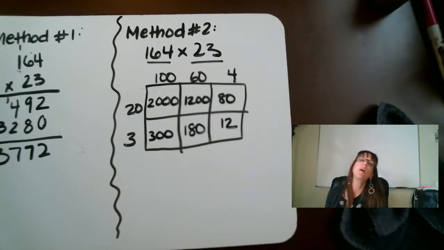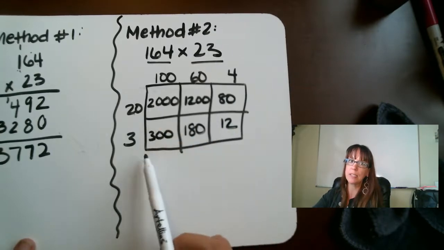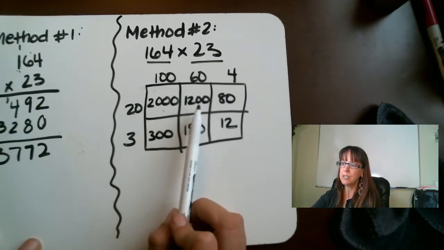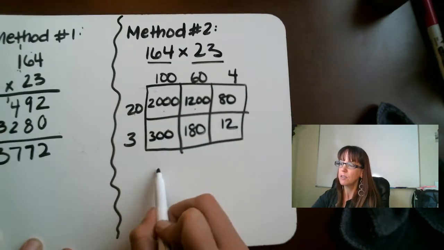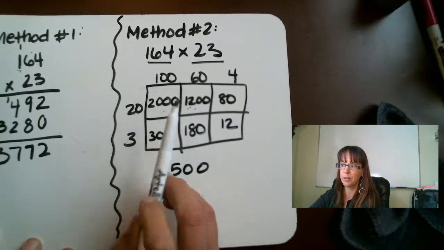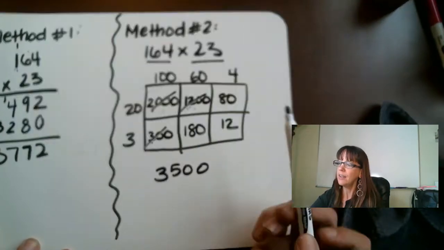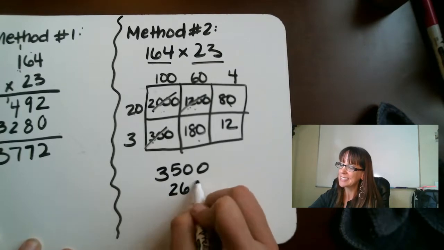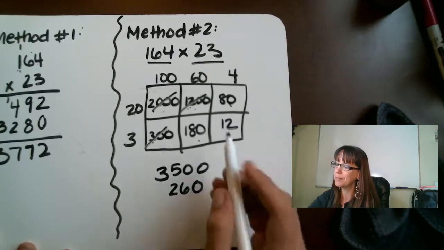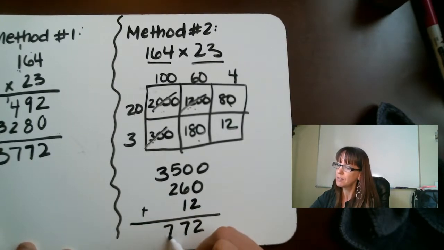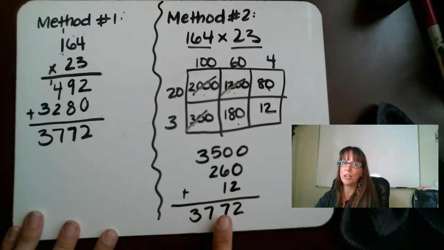Now here, the reason why I like doing this is what we need to do now is add up all these different boxes. However, it's kind of easy to do it mentally when they're in this order. Like 2,000 plus this plus that, that's going to give us 3,500. 2,000 and 1,000 gives us 3,000. 200 and 300 gives us 500. Then we'll add up 180 and 80. That'll give us 260. If you can't do that part in your head, that's fine. You can just list them out. Then we got that 12. Add all these up, and we have the exact same answer here and here.